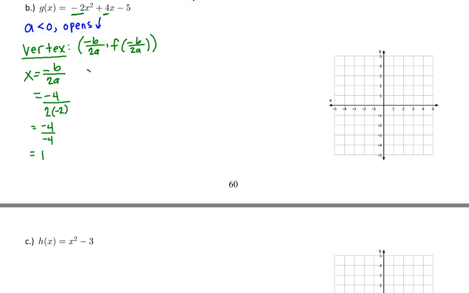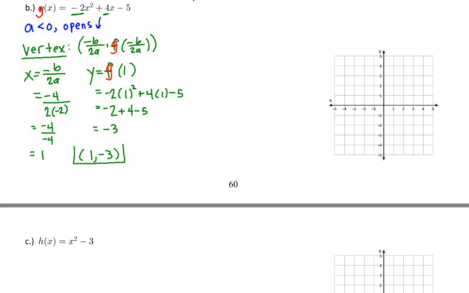Halfway there. Our y-coordinate is f of -b over 2a, which we just calculated as 1. And actually, since our equation is called g, let me correct my work here, we're calculating g of 1. So this gives us -2 times 1 squared plus 4 times 1 minus 5, or -2 plus 4 minus 5. And that gives us a y-coordinate of -3. So officially our vertex is ordered pair (1, -3).